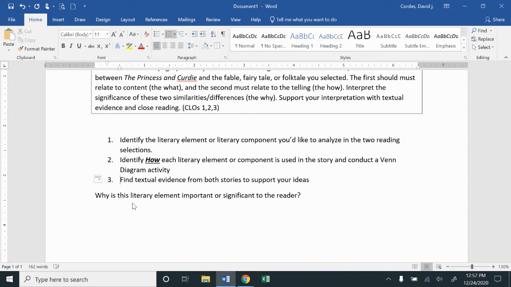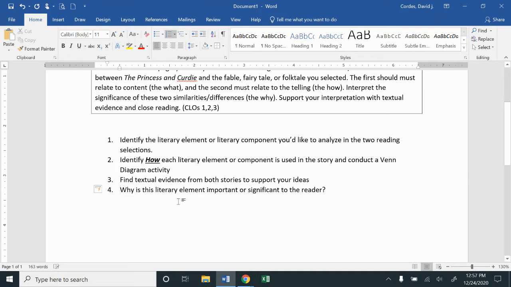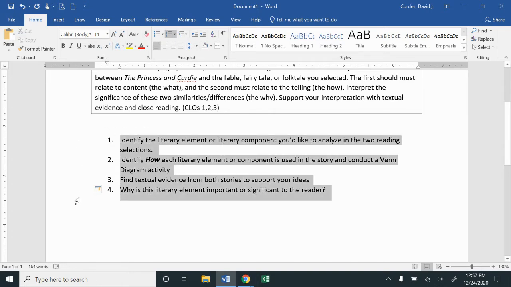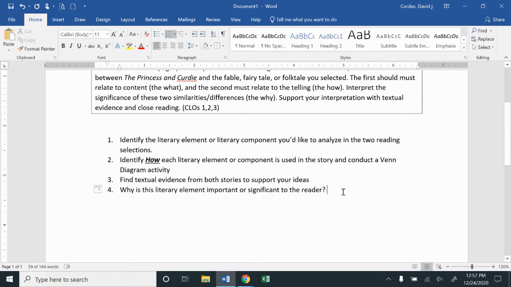The third thing would be to find textual evidence that relates back to your components. So pull out examples from each of your stories. And then the last component would be, why is a literary element important or significant to the reader? Why are these literary elements, these components, so prevalent in your story, and what does that do for the reader? So if you look at this, you've got 4 steps, a process here that will help you with this fairy tale response paper.